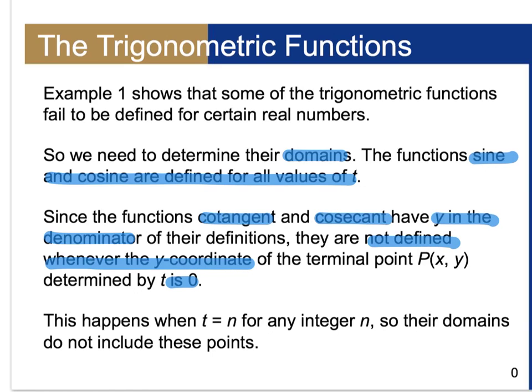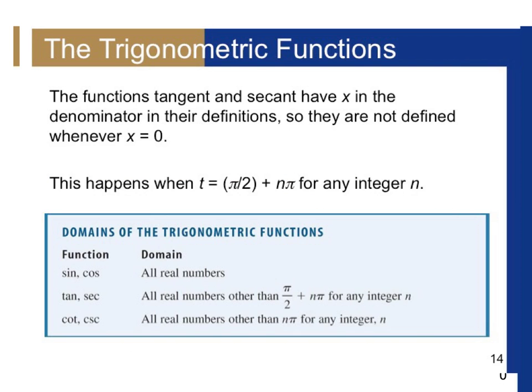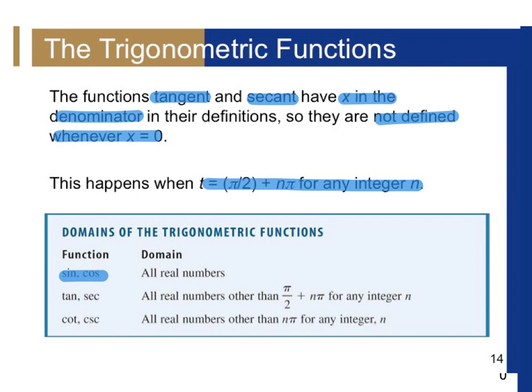Don't worry about this, we'll talk about where that doesn't happen, but we'll skip this stuff for now. Also, the functions tangent and secant have x in the denominator, so they're not defined whenever x equals 0. That happens when t equals pi over 2 plus n pi for any integer n. Sine and cosine are defined for all real numbers.